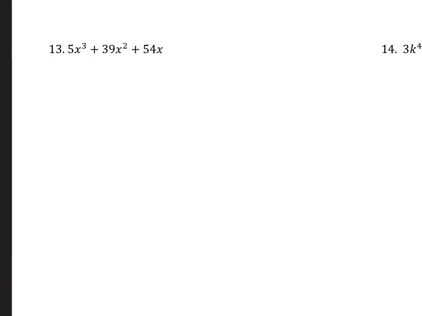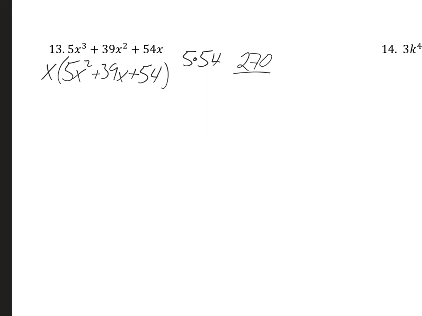So looking at all of these, there's no number that goes in all of them, but all three have an x, so I'm going to pull out an x. So that leaves me with 5x squared plus 39x plus 54. Now I'm going to go ahead and multiply 5 times 54, which gives me 270. I looked at the factors of that and saw that 9 and 30 were there. 9 plus 30 is 39. So we have x parenthesis 5x squared plus 9x plus 30x plus 54.